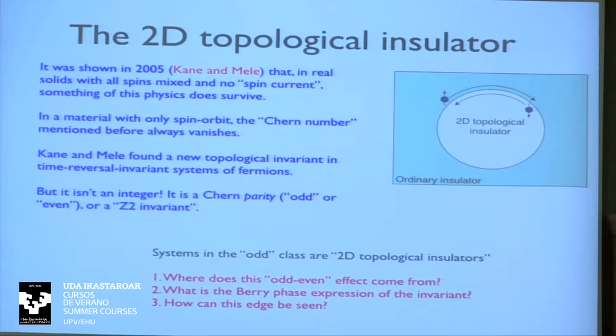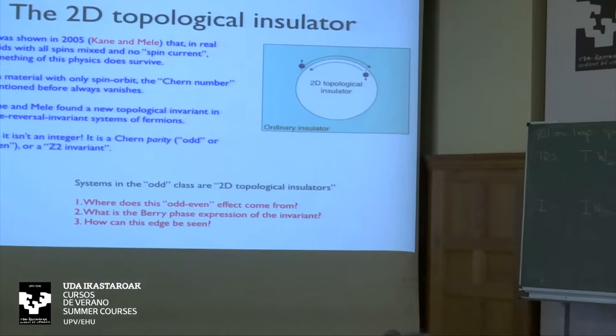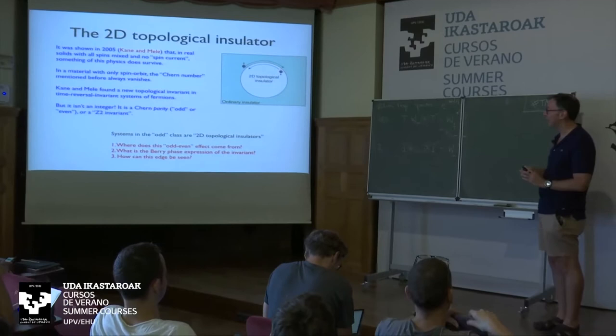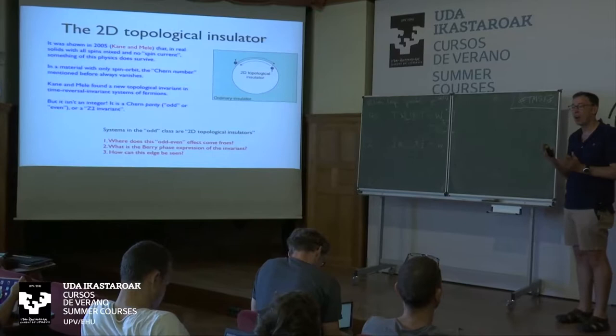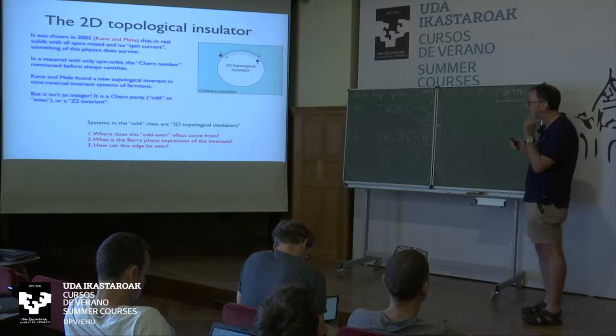The interesting thing was that basically this boundary state is unusually stable as long as I respect time reversal symmetry. And the reason is that there's a topological invariant in time reversal invariant systems, but it's not an integer like the Chern number. There are only two possibilities, odd or even, plus one or minus one, zero or pi. There are different notations that people use, but they're always just two choices. So I'll call that a Z2 invariant.